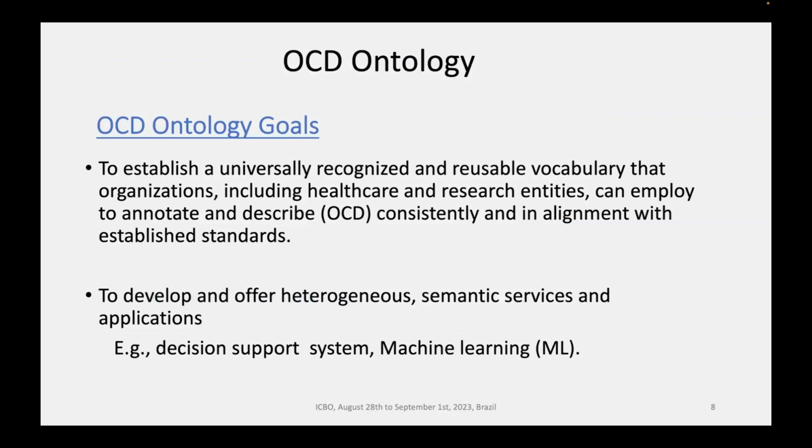So the goal of the OCD ontology is to establish a universally recognized and reusable vocabulary that organizations, including healthcare and research entities, can use to annotate and describe OCD consistently and in alignment with established standards and other ontologies, and to develop heterogeneous semantic services, such as decision support systems and applications using machine learning.